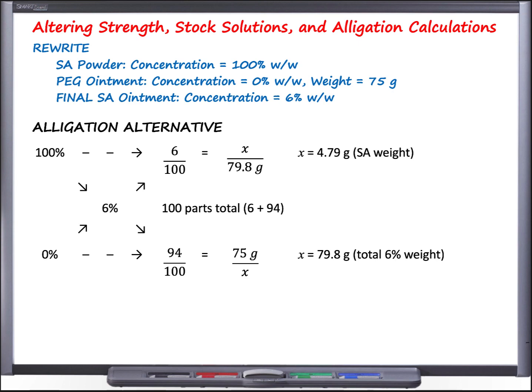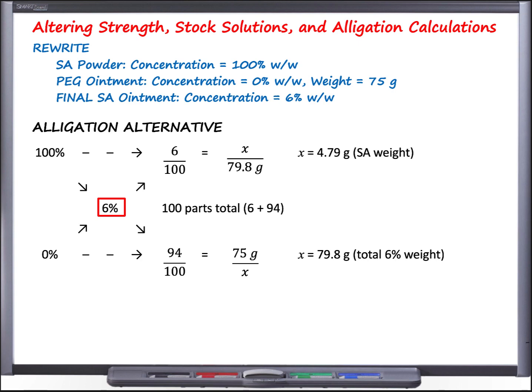Let's step through this one step at a time. I'll go a little bit faster than I did the first time. Remember, let's set up our triangle. Top left is our high strength, and we said our high strength in this case is pure salicylic acid powder, which is 100%. What goes on the bottom left is the other ingredient we're using to mix with it, which we said was the polyethylene glycol ointment, which had 0% salicylic acid. So we put a 0% on the bottom left. What goes in the middle to the right is our desired concentration, which is 6%.